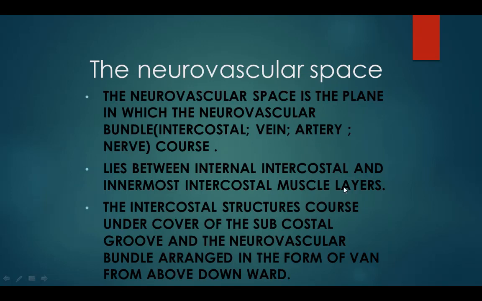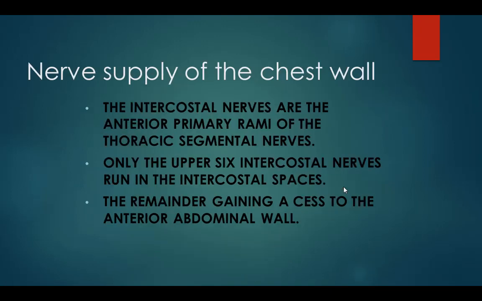The neurovascular spaces. The neurovascular space is the plane in which the neurovascular bundle, intercostal vein, artery, and nerve, course. They lie between the internal intercostal and innermost intercostal muscle, as we mentioned before. So we should remember the order: vein, artery, nerve, from above downward.